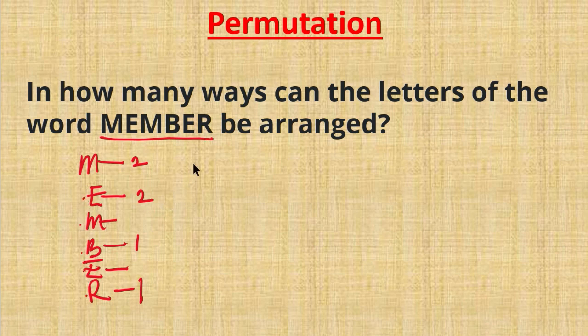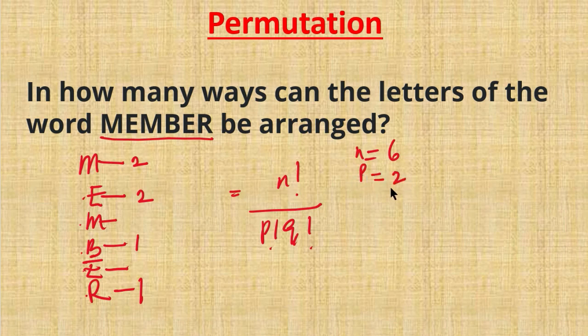Now, the number of ways to arrange these letters with repetition will be given by n factorial over p factorial q factorial. Where n will be the total number of letters, which is 6, and p will be the first letter and its number, that's 2. M has 2, and E also has 2. So my number of ways to arrange this will be given as 6 factorial over 2 factorial, 2 factorial.